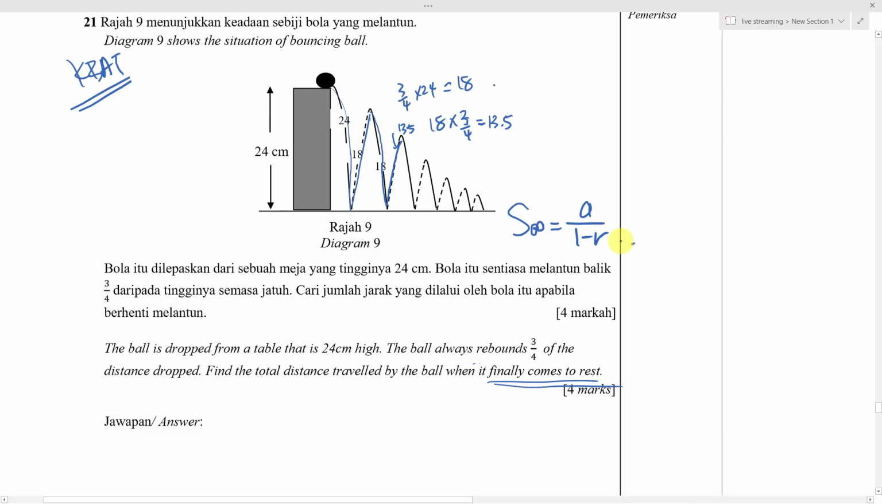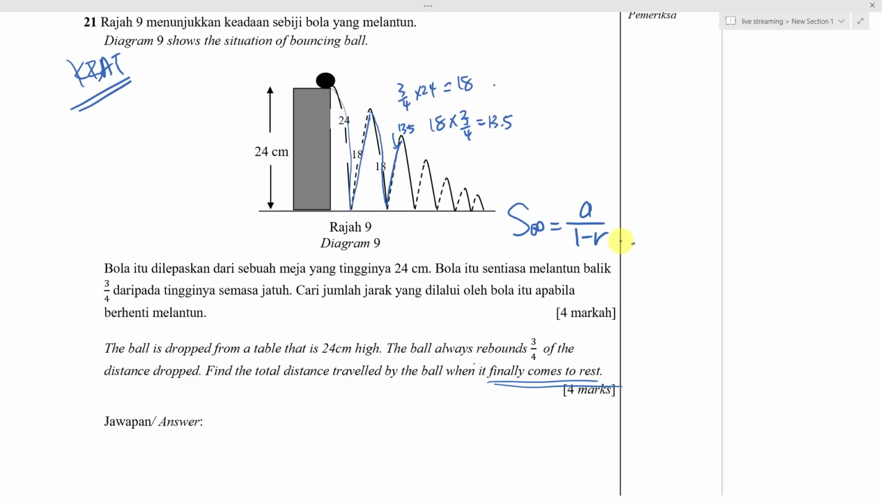The distance is very, very tiny until you can hardly see it. So when do we use sum to infinity? When the distance becomes smaller and smaller until it goes to almost 0 distance, then we use sum to infinity. Just imagine if you drop the ball, before it stops, you have a very, very small distance, isn't it?